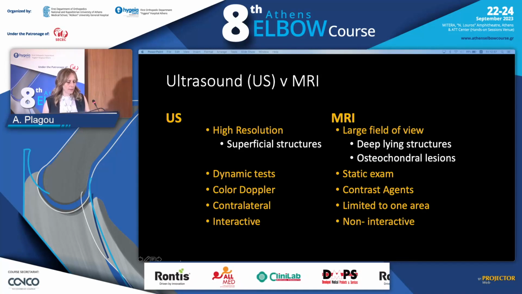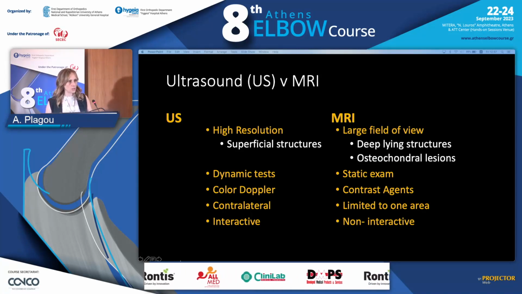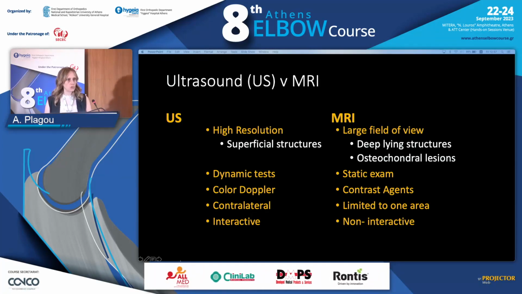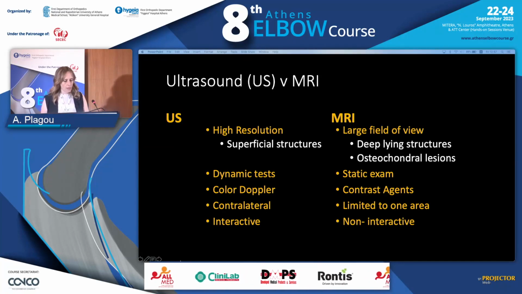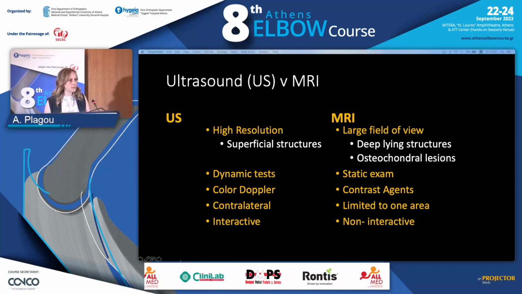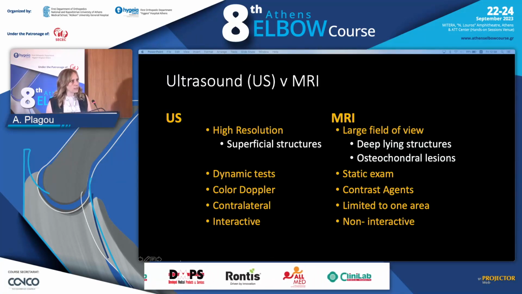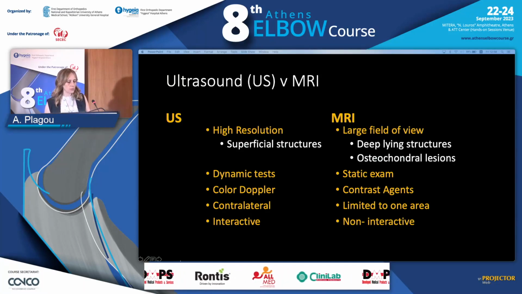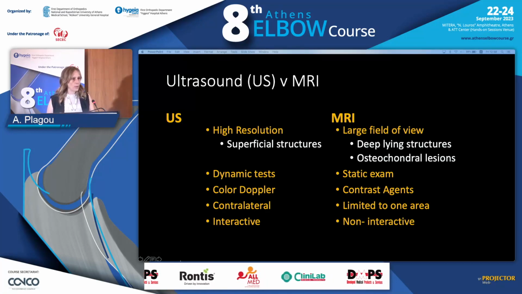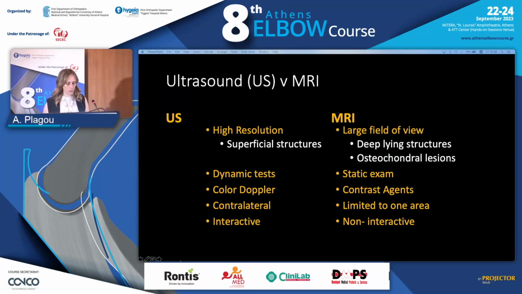So as a rule of thumb, ultrasound is used for high-resolution imaging, so superficial structures. While if we want to image deep-lying structures and osteochondral lesions, we're going to use MR. A very big advantage of ultrasound is the dynamic tests. You already use them in your clinical tests, but in imaging it's very helpful, especially in cases of tears. So if you have a tear where the two parts of the tendon are close to each other, sometimes it's very difficult to diagnose even on MR. So when we do a dynamic test, the two sides of the tendon move apart from each other, so we are very confident about our diagnosis.